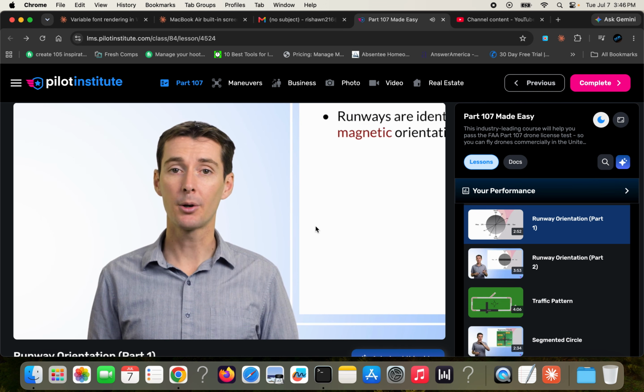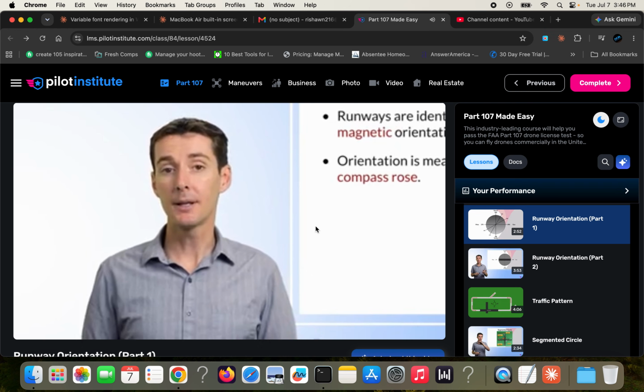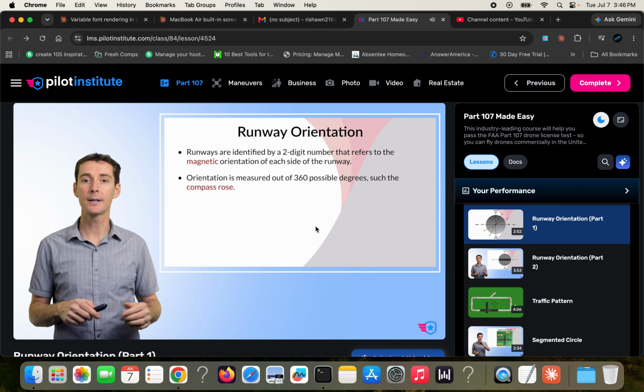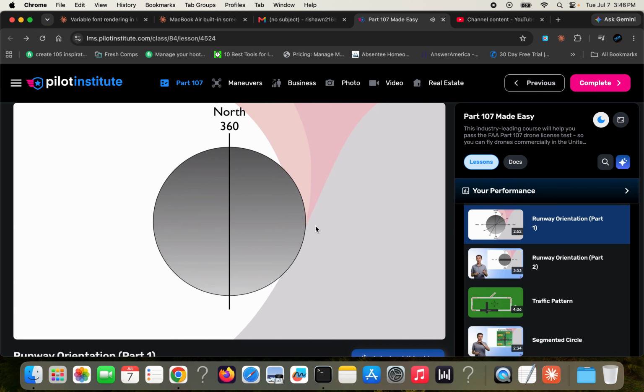Now it's a 2-digit number, and it basically tells us which way the runway is oriented. The way that it works is we use the compass rose. You're probably familiar with it: 360 possible degrees, north, south, east, and west. This is what it looks like. If we take a circle and divide it into different quadrants, we have north at the top, which is 360 degrees or 0 degrees, depending on how you want to look at it. Then we have south, which is 180 degrees.